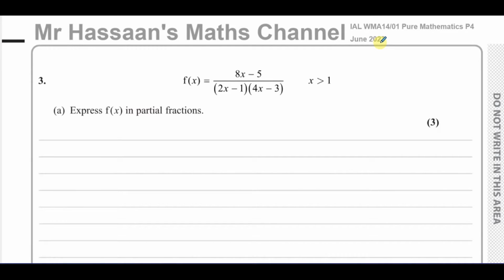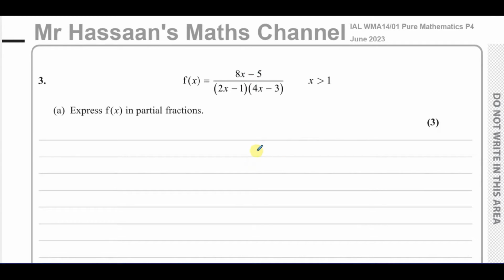This is Paper 4 from the Edexcel syllabus, the International A-Level syllabus, and we have a question here. Part A of question 3 is about partial fractions. So we have to take this fraction and split it up into separate fractions. It's kind of like the opposite of when we add two fractions together.